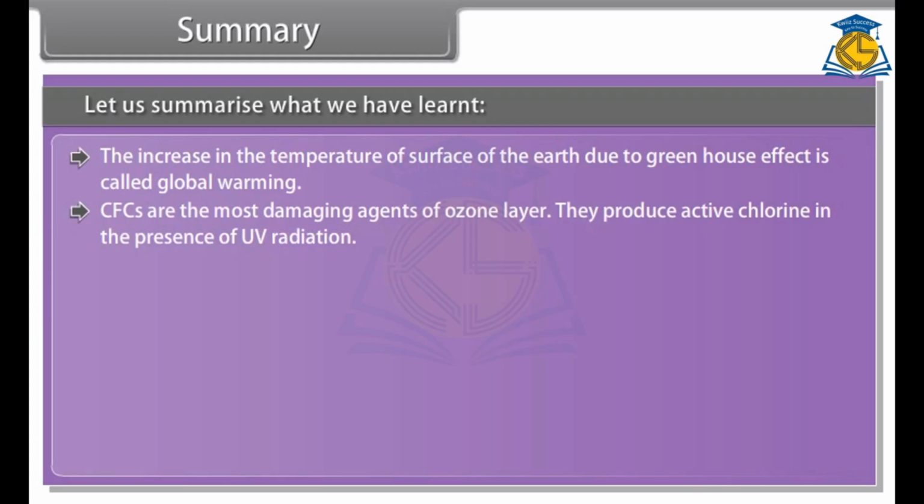CFCs are the most damaging agents of the ozone layer. They produce active chlorine in the presence of UV radiation. The removal of top fertile soil is called soil erosion.